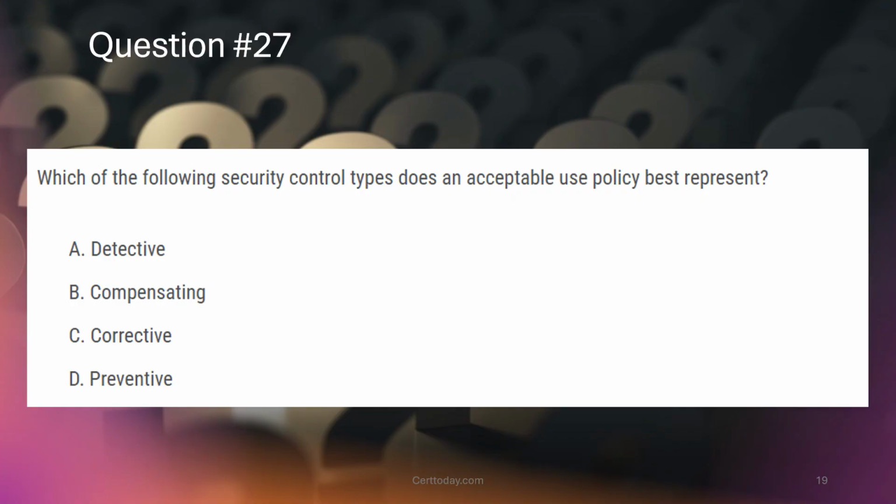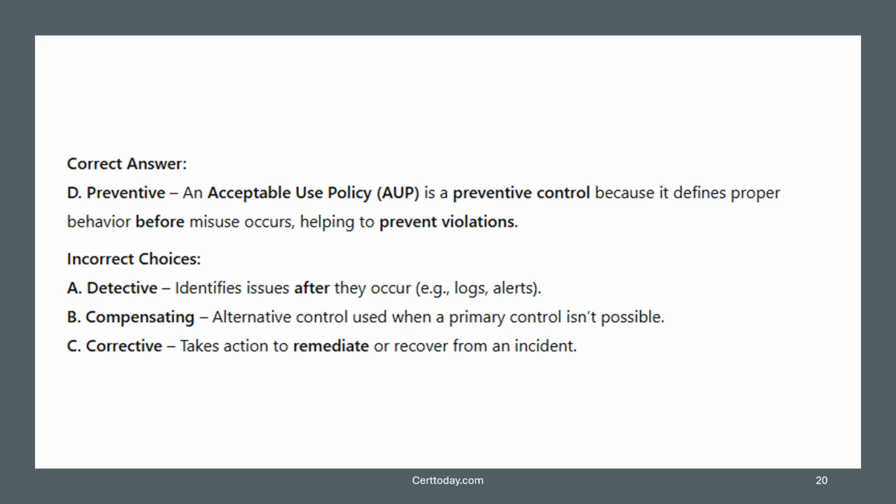Question 27. Which of the following security control types does an acceptable use policy best represent? A, detective, B, compensating, C, corrective, or D, preventive? The correct answer here is D, preventive.